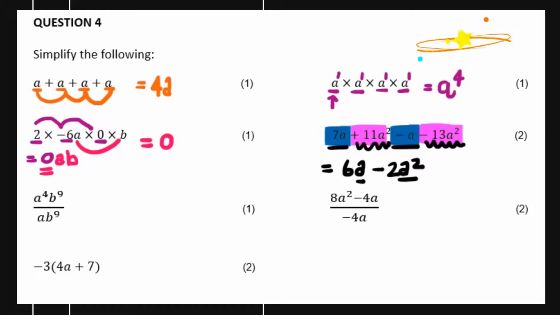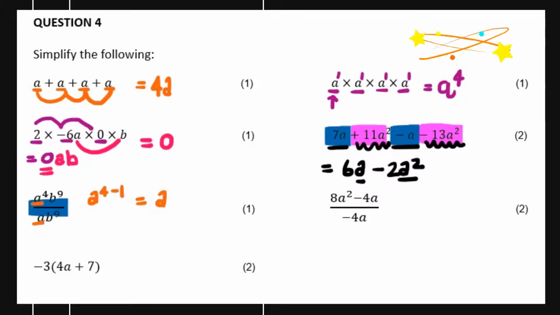In the next question, we have a division sum. Remember, when we have a fraction, the line represents division. The rule for when we are dividing in algebra is that when we divide and the bases are the same, we subtract the exponents. If we look now, we have a to the power of 4 and we have another a. We need to subtract the exponents and therefore we would go a to the power of 4 minus 1, which results in a to the power of 3.